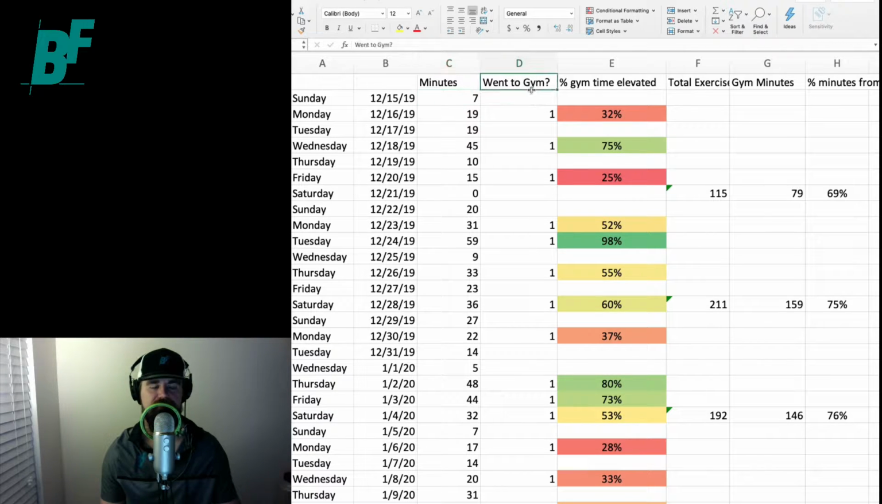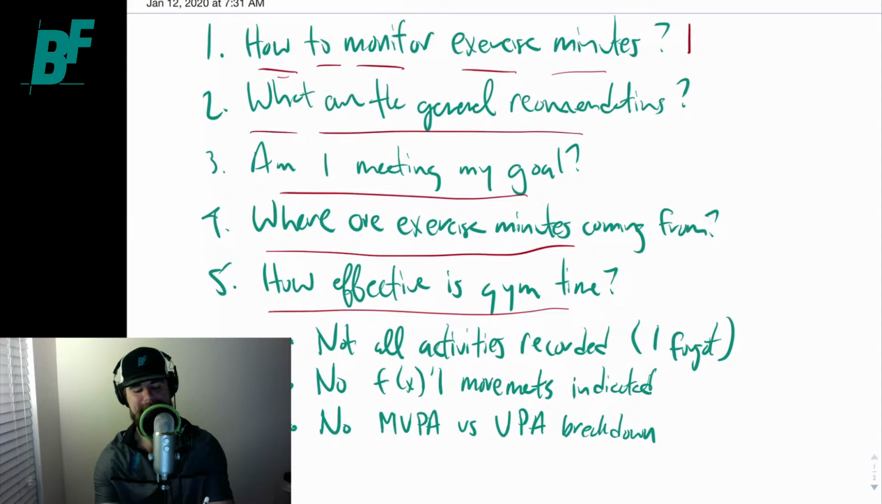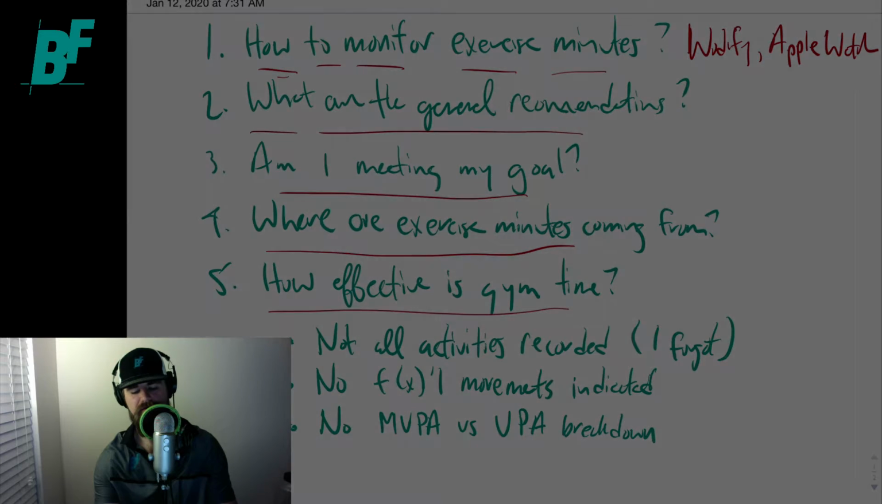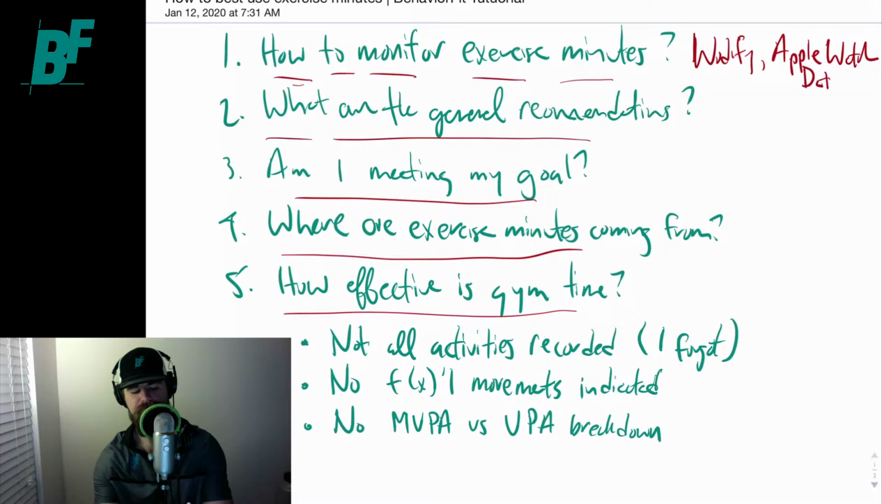I also tracked with Wodify, as you've seen in a previous video. I just tracked ones here: did I go to the gym? And then we're going to get into these other data here. So how do I monitor these exercise minutes? I used Wodify and the Apple Watch data.